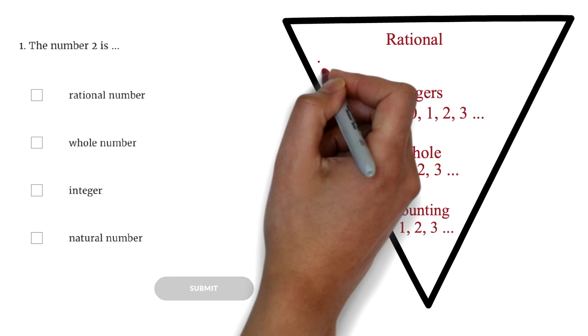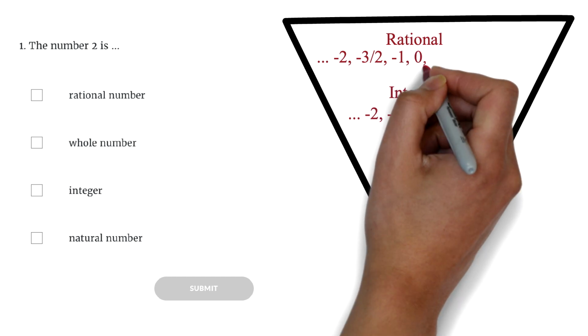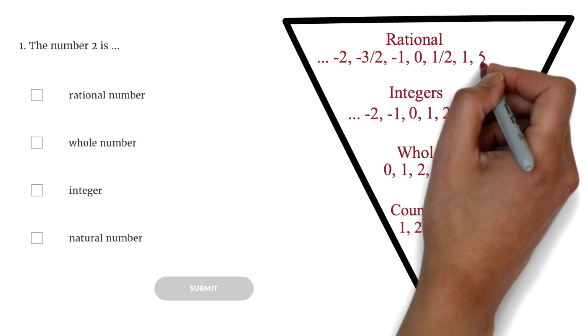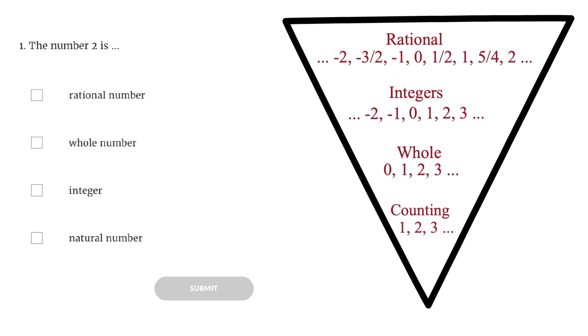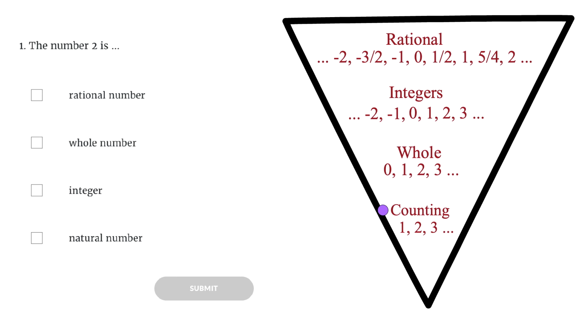So we have -2, -3 over 2, -1, 0, 1 over 2, 1, 5 over 4, 2, and so on. These are rational numbers. We'll take a deeper dive into rational numbers with the next question. Let's just use this information for now. Looking at this, you'll notice that once a number is in a lower level, it means it's in all the levels above it. If a number is here, then it will automatically be here and here.